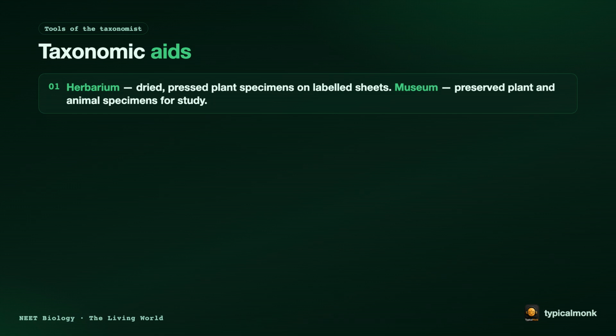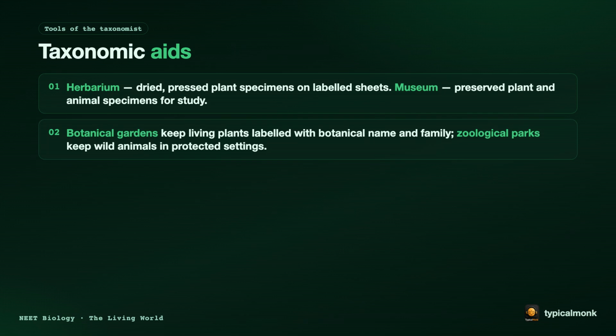To identify and study this diversity, taxonomists use a set of tools called taxonomic aids. A herbarium holds dried, pressed plant specimens mounted on labeled sheets. A museum keeps preserved plant and animal specimens for study. Botanical gardens grow living plants labeled with the botanical name and family. Zoological parks keep wild animals in protected settings.